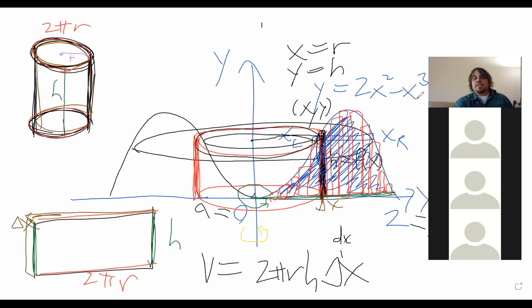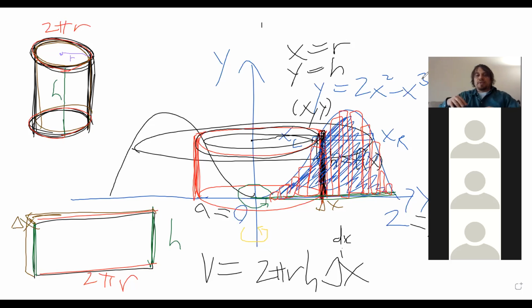Because 2 is the x intercept of y equals 2x squared minus x cubed. Oh, okay, fine. Now it makes sense? Yeah. Okay, good. So it was a simpler question than what I thought. It's just 2 because 0 and 2 are the x intercepts of y equals 2x squared minus x cubed.